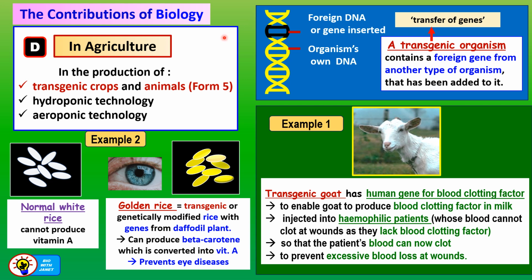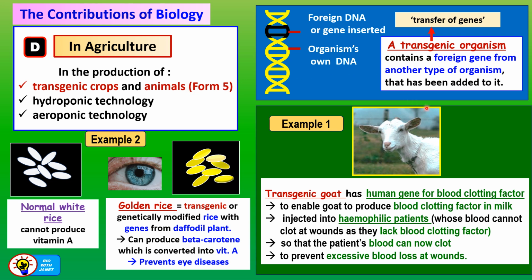The contributions of biology in agriculture. Examples are in the production of transgenic crops and animals, hydroponic technology, and aeroponic technology. Now, this term, transgenic crops and animals, we will be learning more of this in the last few chapters of Form 5. So don't worry about it.